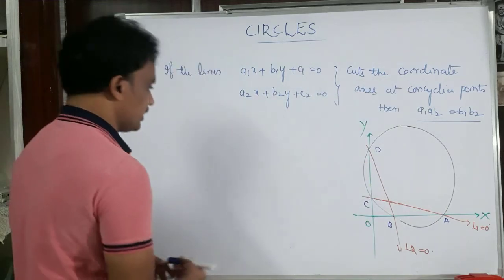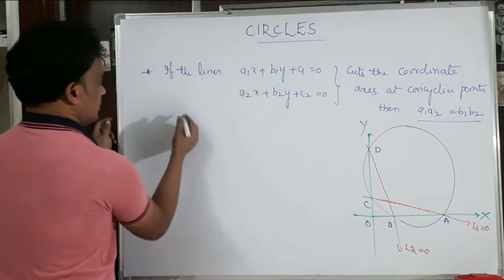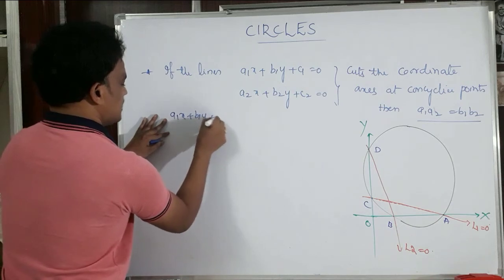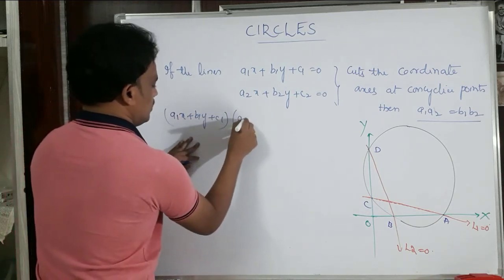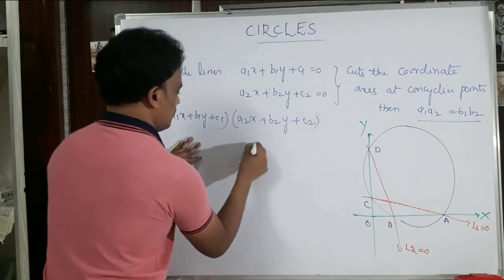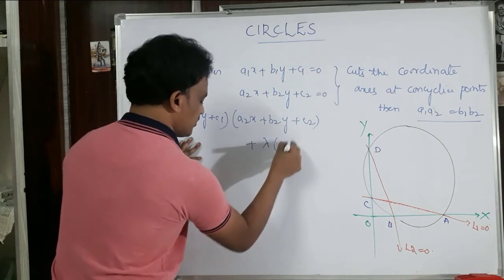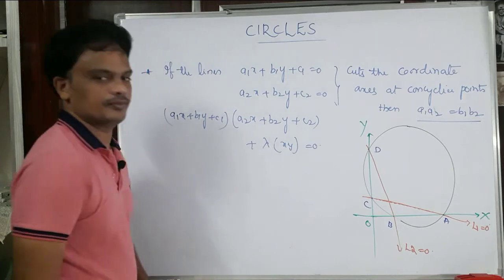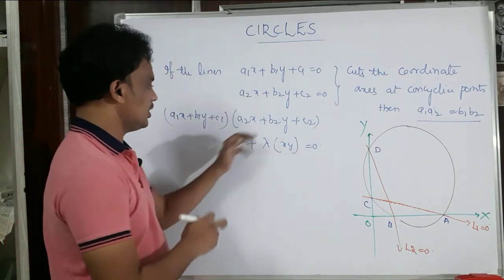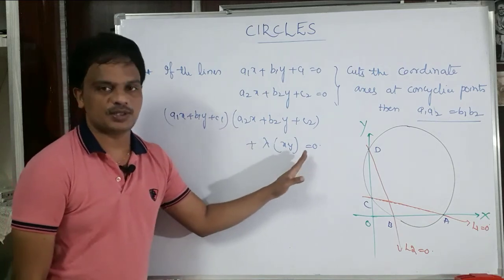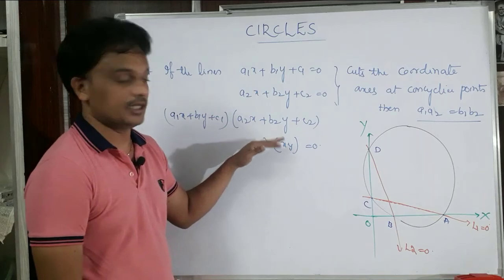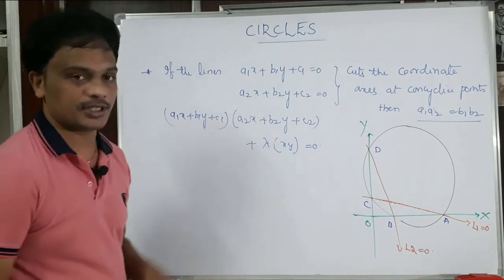Yes, now I am going to find the equation of the circle. So, the equation of the circle is (a1x plus b1y plus c1) into (a2x plus b2y plus c2) plus some lambda of xy equals 0. So, what is that equation of the circle? Combining the two equations, L1 into L2 plus lambda xy equals 0. Yes, that is the equation of the circle. If it represents a circle, please apply the conditions.